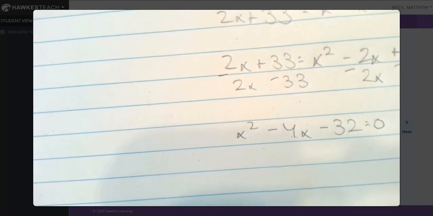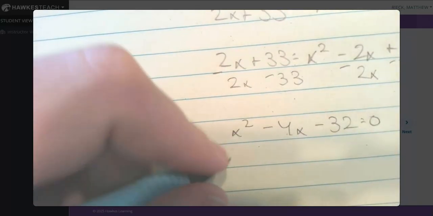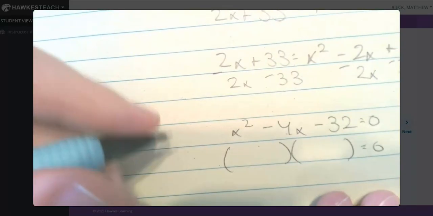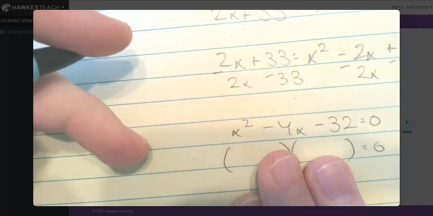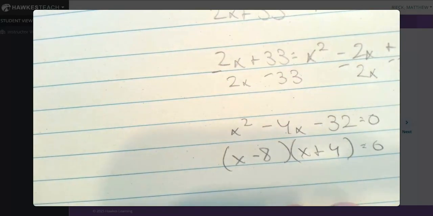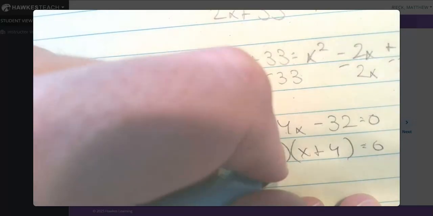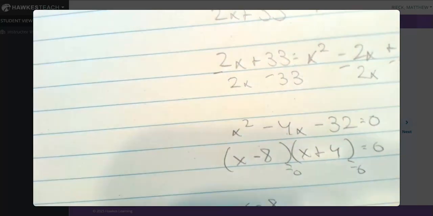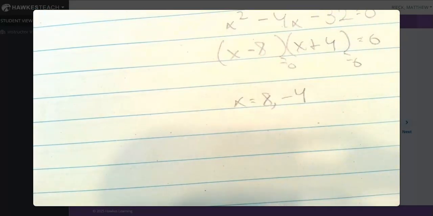So at this point, I just have a quadratic equation, so I can use the quadratic formula. You can use the zero factor property, I think, in this case as well. So that's what I'm going to go ahead and do here. I'm trying to find two things that multiply to get negative 32 and add to get negative 4. So that would be x minus 8 and x plus 4. And then again, we can just set each of these equal to 0. So we end up with x equals 8 and x equals negative 4.